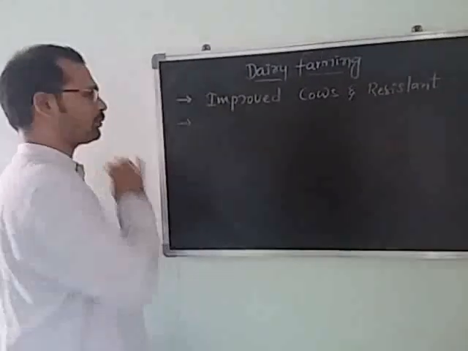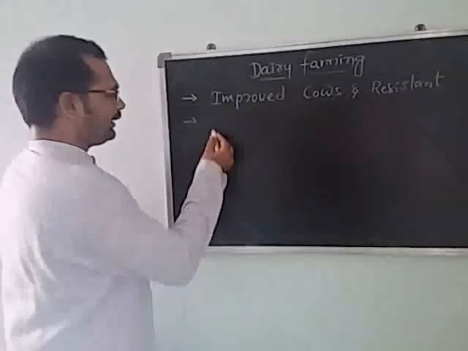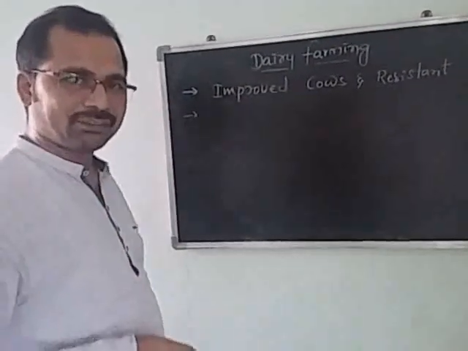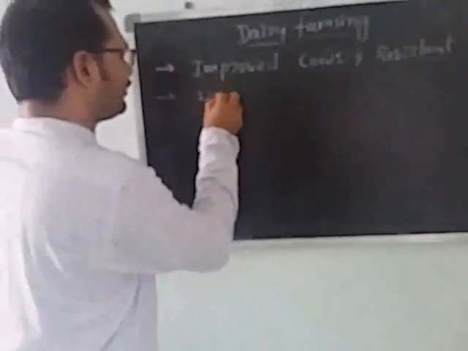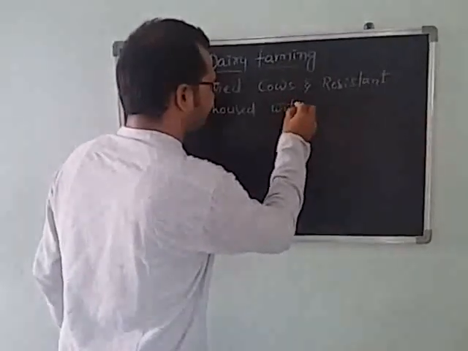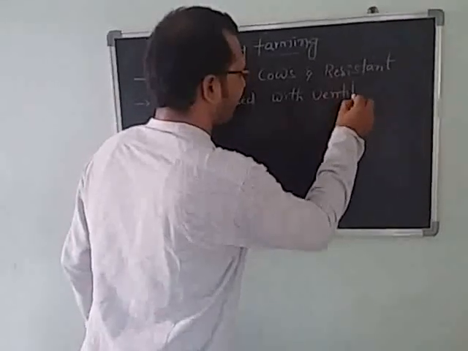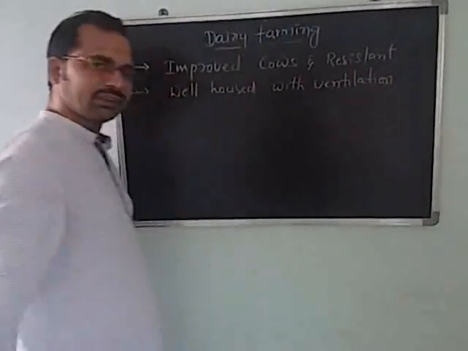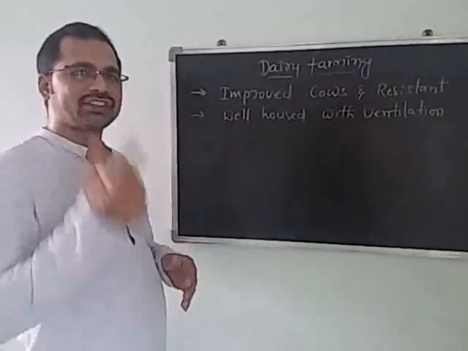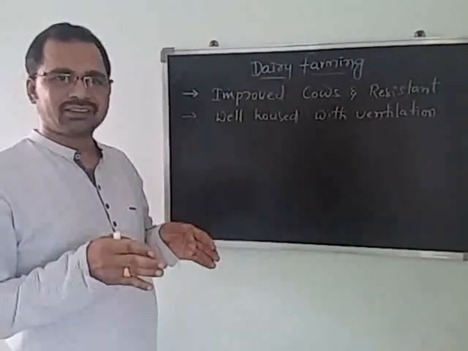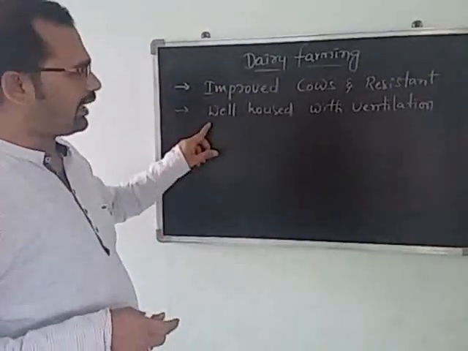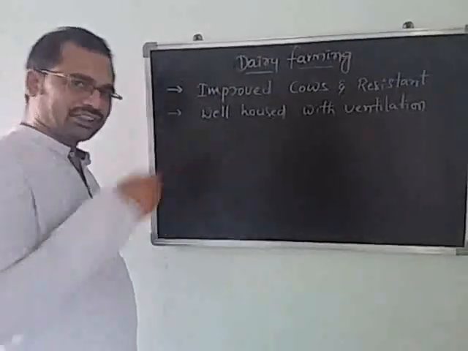Second, the step we follow at the time of constructing the dairy farm house: well housed, with ventilation. It's a very important step. The house is constructed with good ventilation so that we maintain a disease free condition inside. That's why well housed with ventilation.